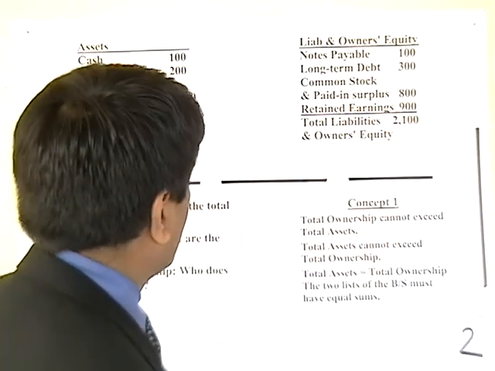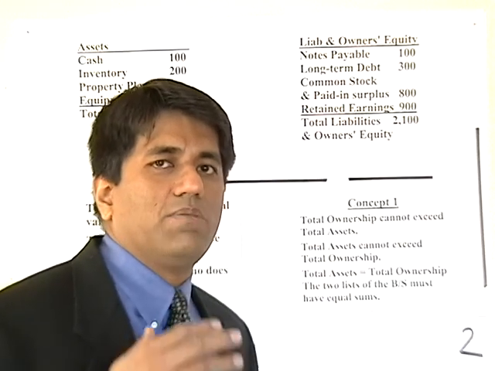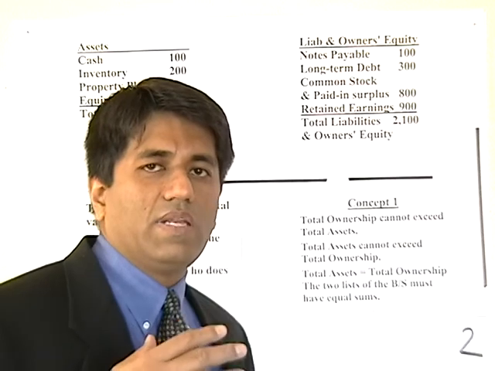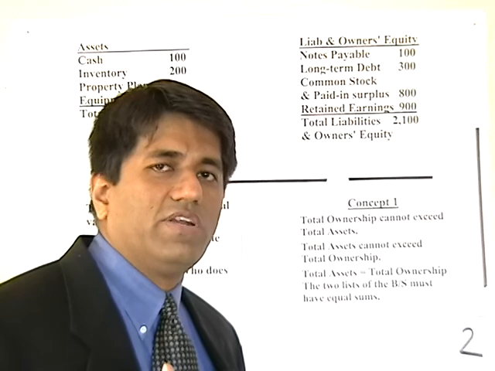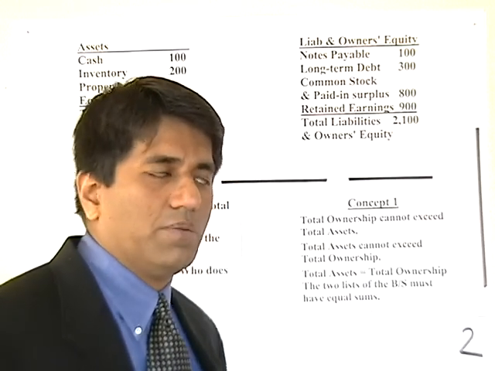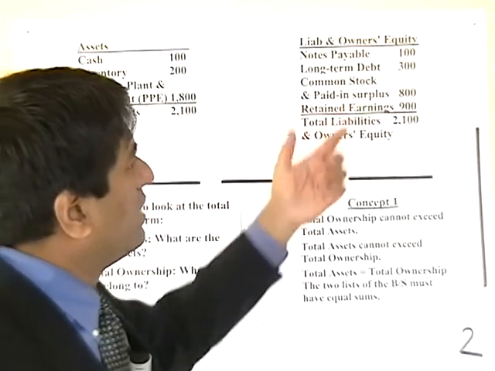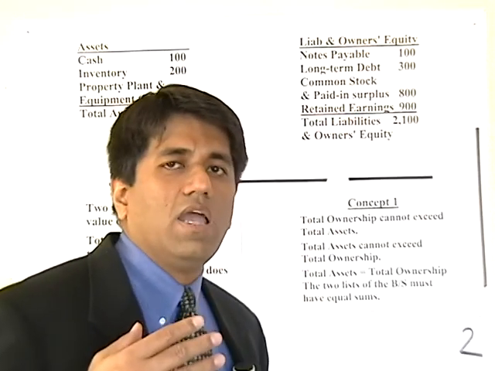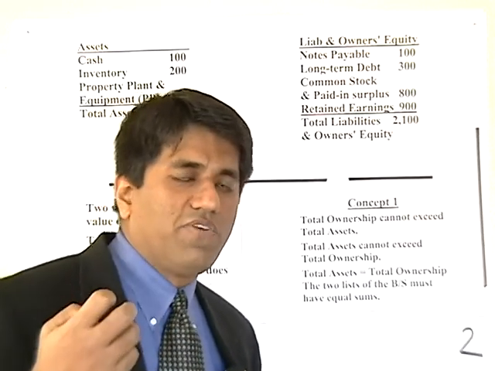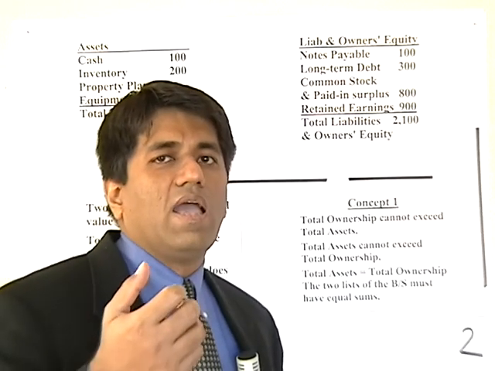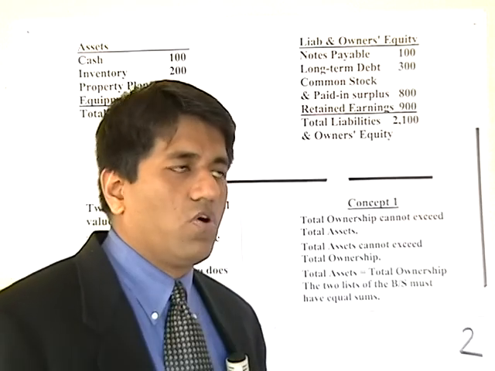retained earnings of 900. So common stock and paid in surplus is money invested by the equity holders in the firm. It is the amount of money which they have provided the firm in exchange for the equity which they have received from the firm. Retained earnings is a measure of how much money the firm has earned for its equity holders. So it is the earnings of the firm for equity holders which have been retained by the firm, which have not yet been paid out to the equity holders.